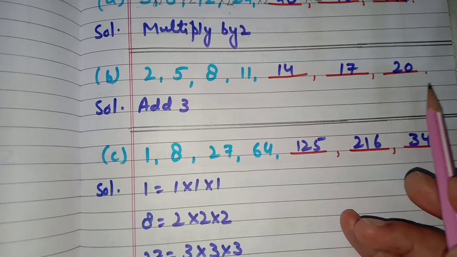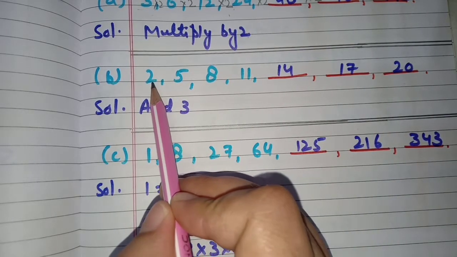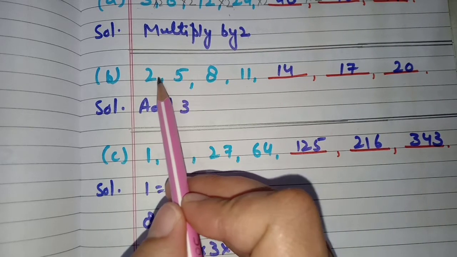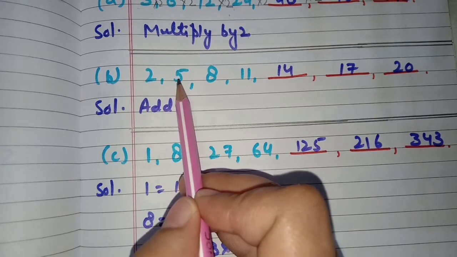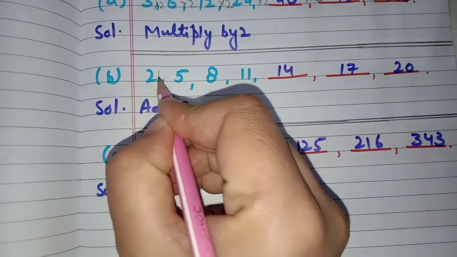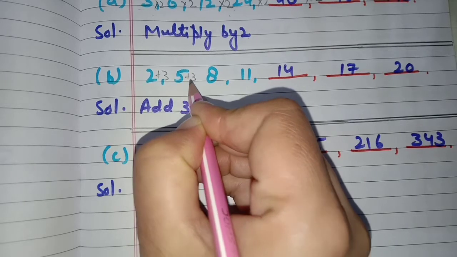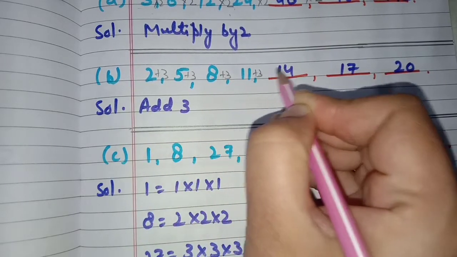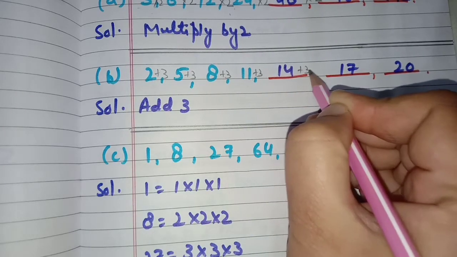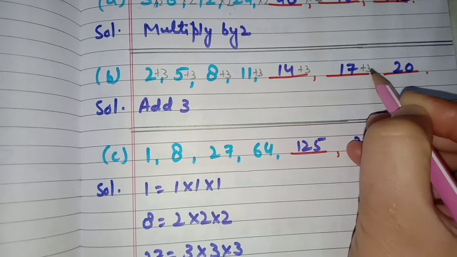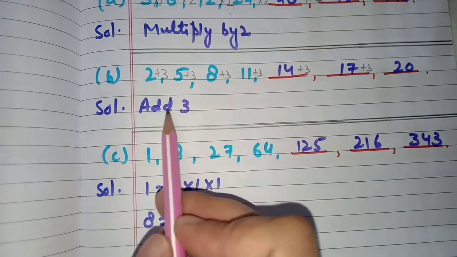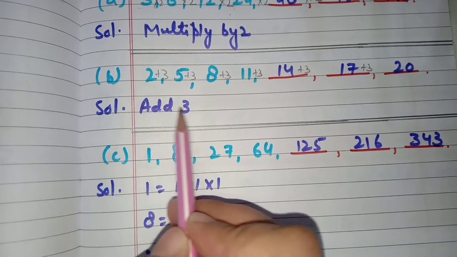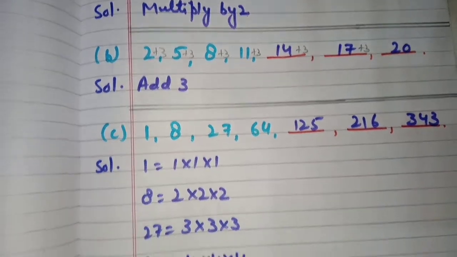Now next is part B, 2, 5, 8, 11, and we need to find the next 3 terms. Now 2, then next is 5. It means we have to add 3 to 2. So 2 plus 3 is 5, 5 plus 3 is 8, 8 plus 3 is 11, 11 plus 3 is 14, 14 plus 3 is 17 and 17 plus 3 is 20. So we need to add 3. So the pattern is to add 3 to every given number.